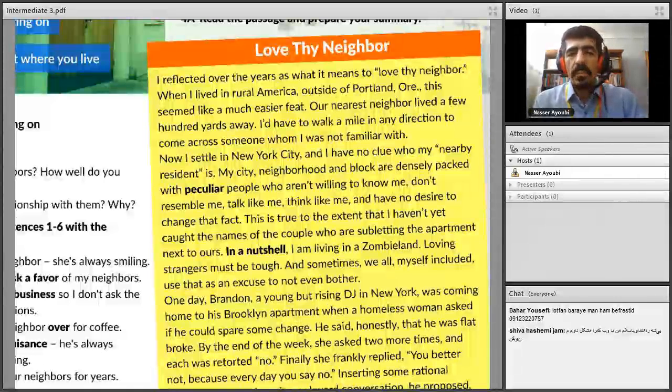So what does it mean? It means when I used to live in the villages of America, around Portland, outside of Portland, we could easily love our neighbors. Loving our neighbors could be easily achieved. Our nearest neighbor lived a few hundred yards away. Because in the countryside, around your house there are farming lands, and the neighbors live some yards away, some kilometers away, maybe hundred yards away.